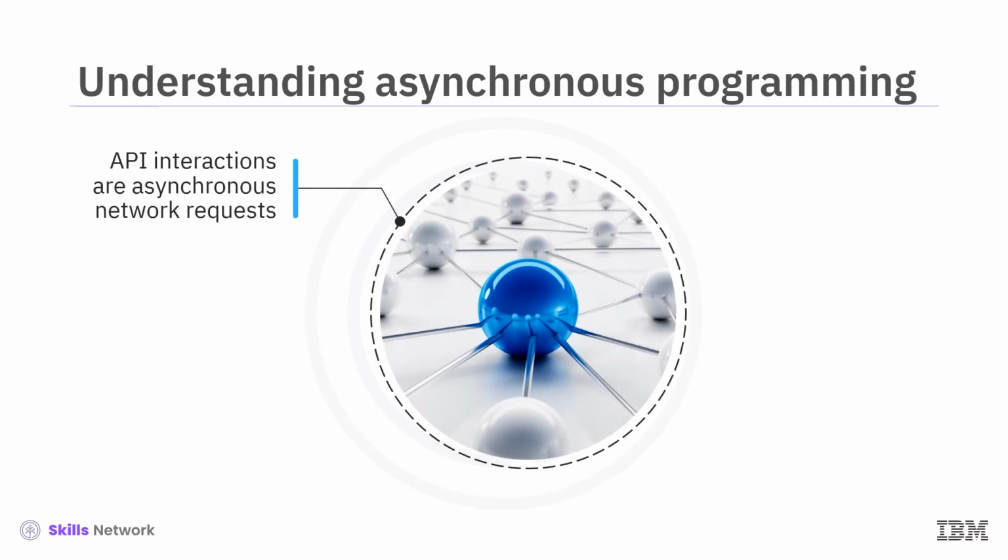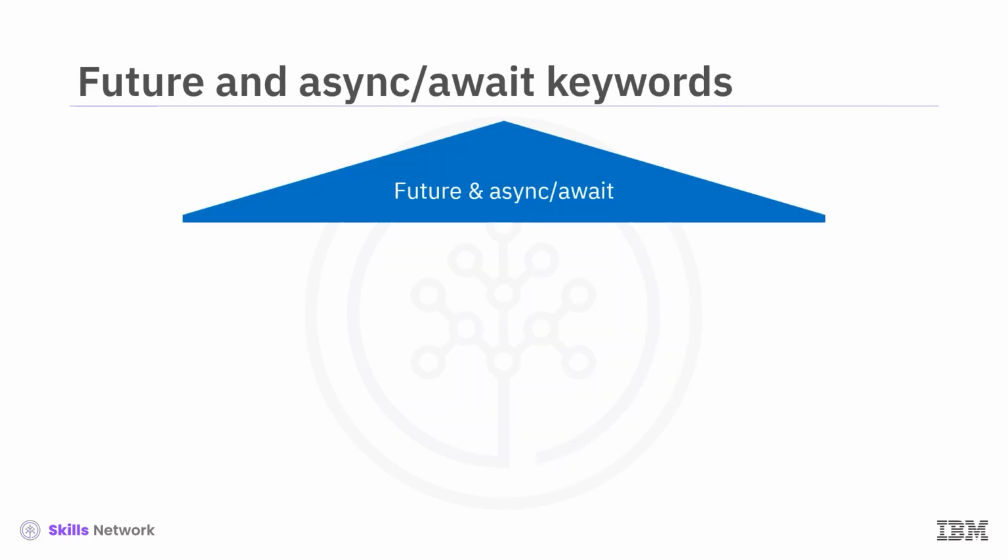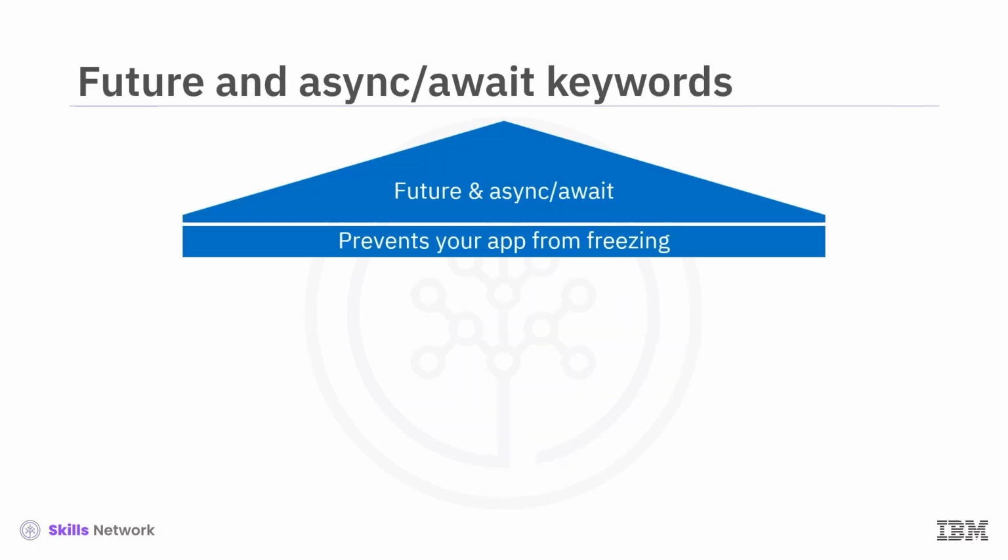API interactions are typically asynchronous network requests. The app sends a request over the network and waits for a response, which may be unpredictable due to network latency and server processing delays. Handling these blocking operations synchronously forces the app to wait for the API response before continuing, which blocks the main thread and can cause the app to freeze or become unresponsive. Future and async or await keywords can prevent your app from freezing while awaiting the API's request.